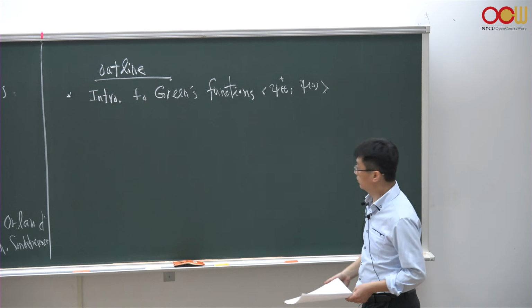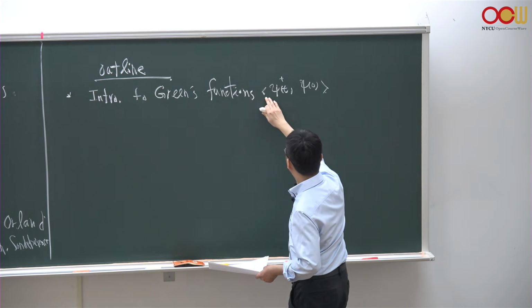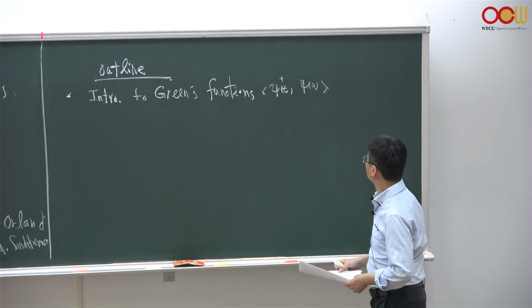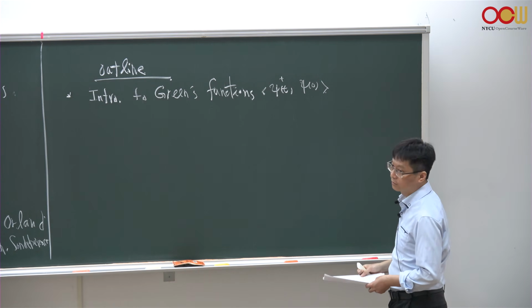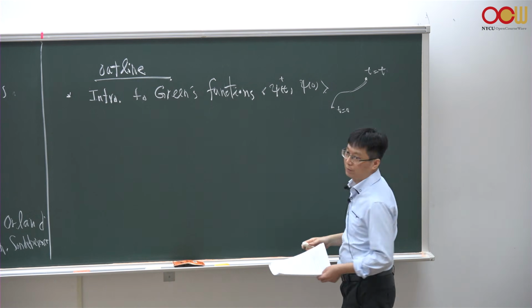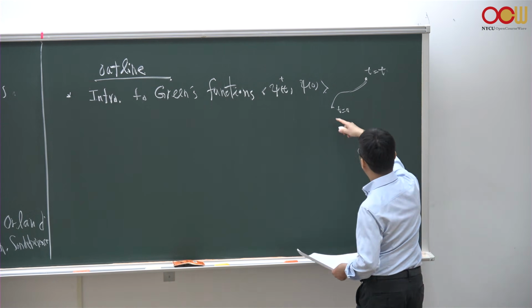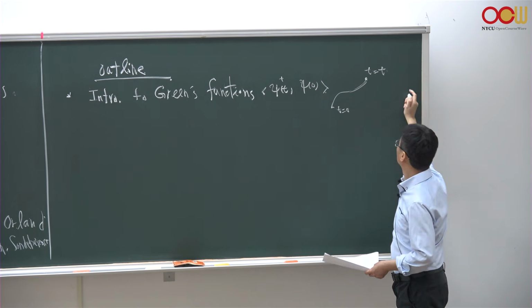created at some finite time t, and you evaluate this kind of expectation value of the pair of operators ψ†(t), ψ(0), which tells you how this single quantum particle evolves in time from t equals 0 to t equals t.